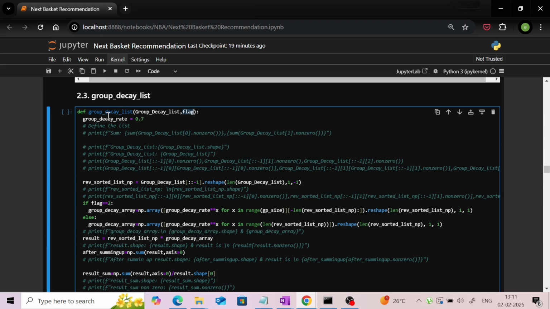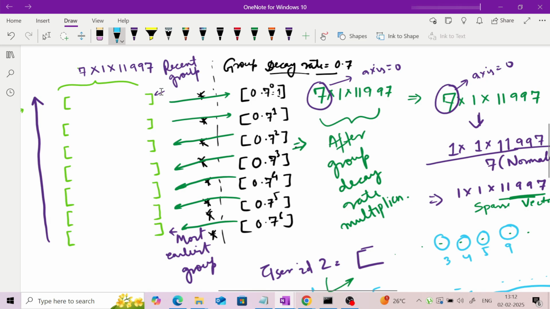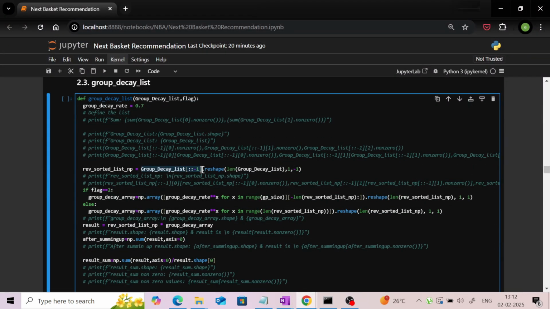So here in this function, we'll be giving some weightage. As discussed in this particular slide, the most recent groups will be given more weightage, and the earliest group will be given the least weightage. So how do we do that?